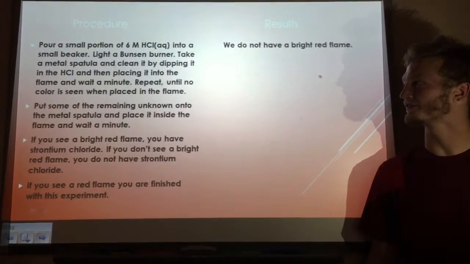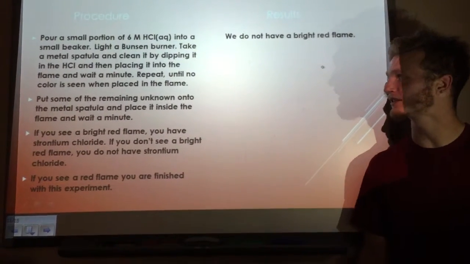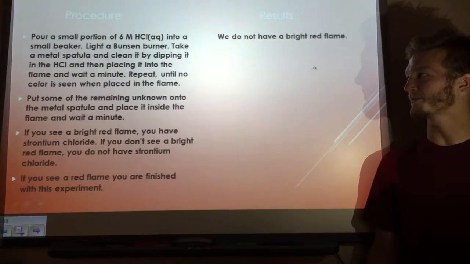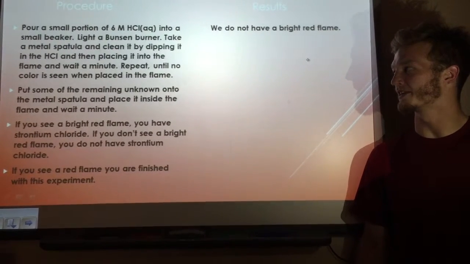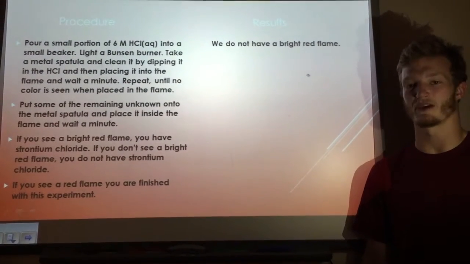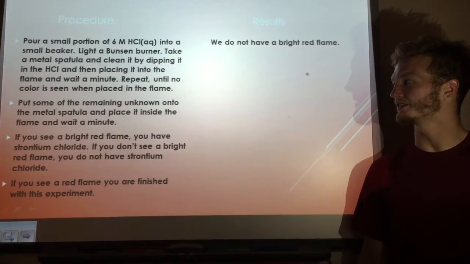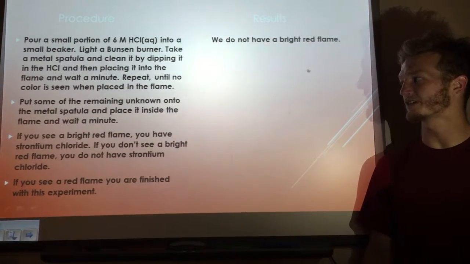Pour a small portion of 6 molar HCl into a small beaker. Light a Bunsen burner, take a metal spatula and clean it by dipping it into the HCl and then placing it into the flame, and wait a minute.